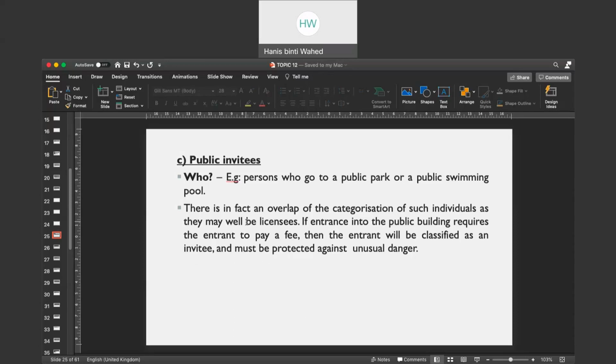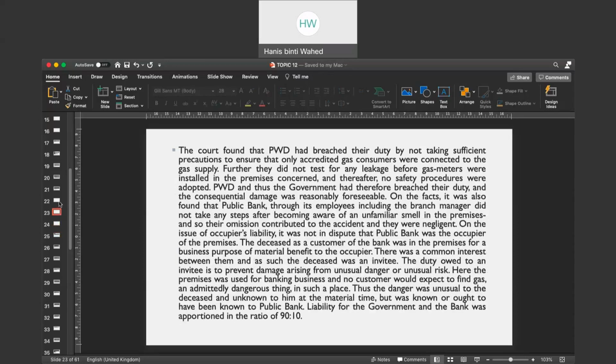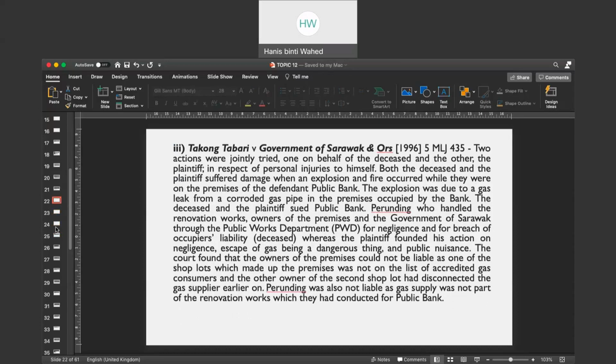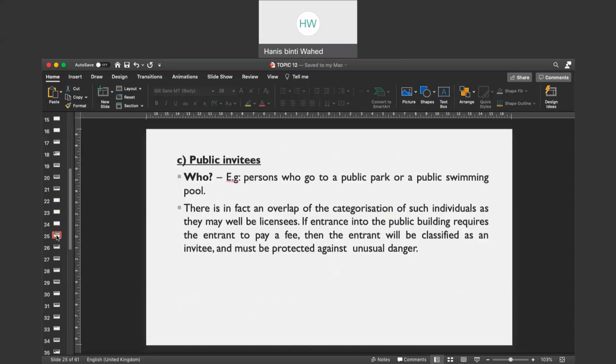So if you read, there's one case, hold on, let me find the case. There's one case, the case of Lautin C, the case that we discussed about premises just now. If you read the case of Lautin C, dalam kes ini mahkamah kata the duty of an occupier to an invitee is untuk use reasonable care untuk prevent damage ataupun injury from unusual danger that he knows ataupun ought to know. So this is the standard of care, the duty of care owed by an occupier to an invitee.